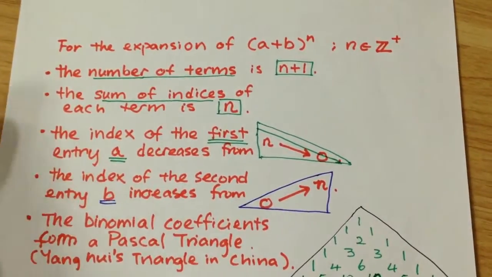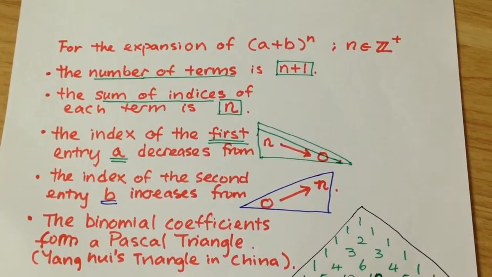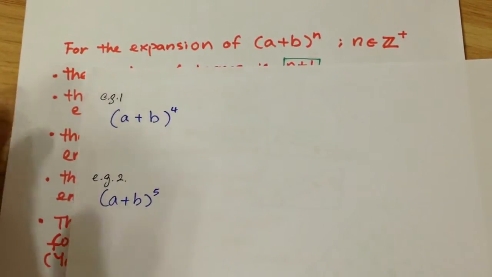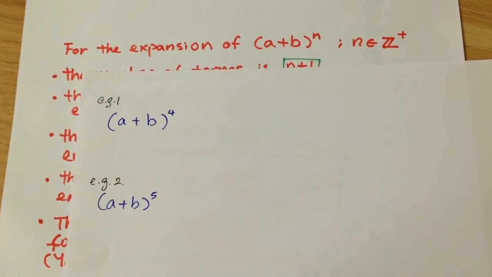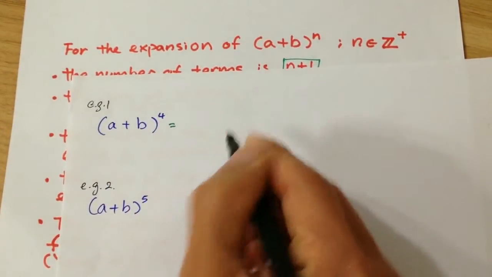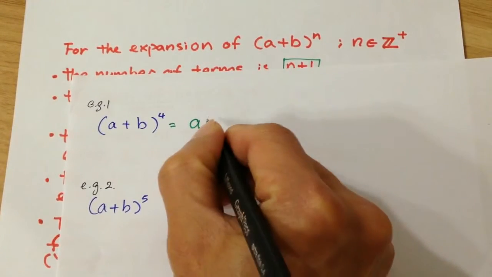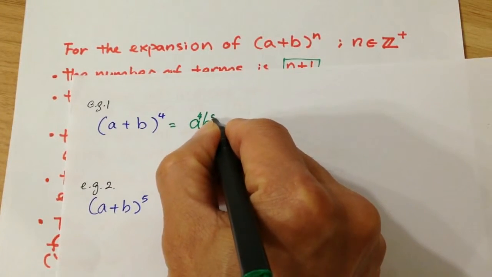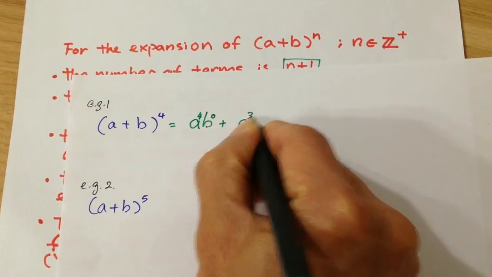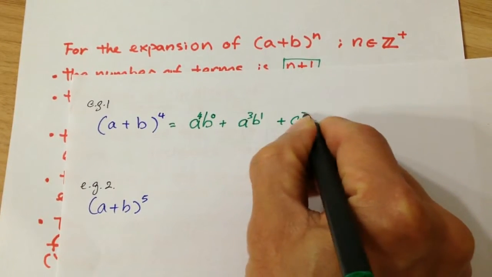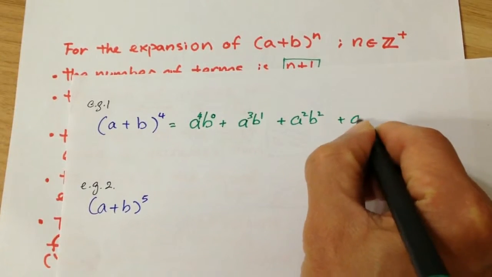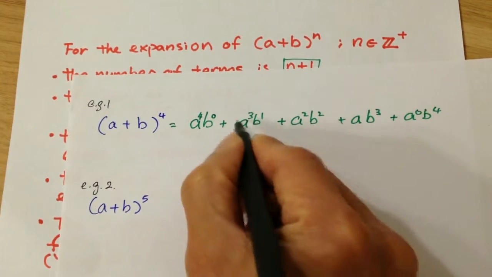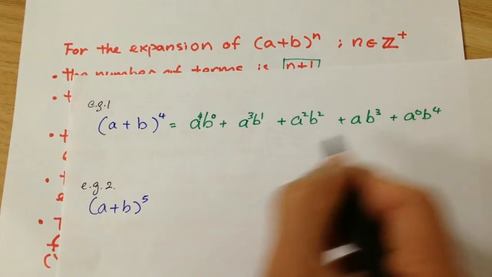With this observation in mind, let's see how we can use it to help us do questions like this. For example, if you want to expand (a + b) to the power of 4, what should we do? We know that in this case we should have 5 terms. First will be a to the power of 4, b to the power of 0, then a cubed b to the power of 1, then a squared b squared, plus a to the power of 1 b cubed, plus a to the power of 0 b to the power of 4. Make sure that the sum of the indices is equal to 4.